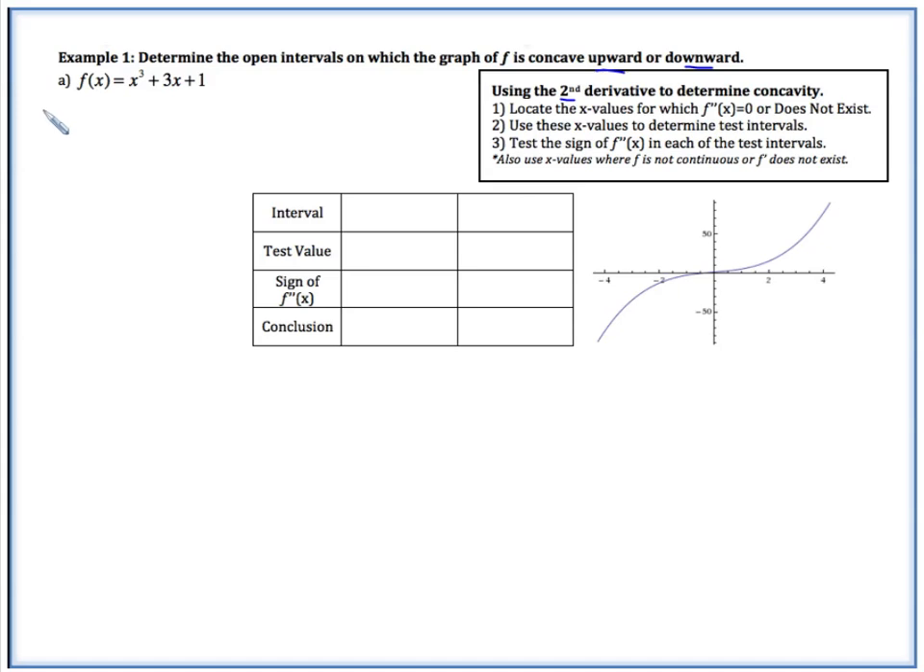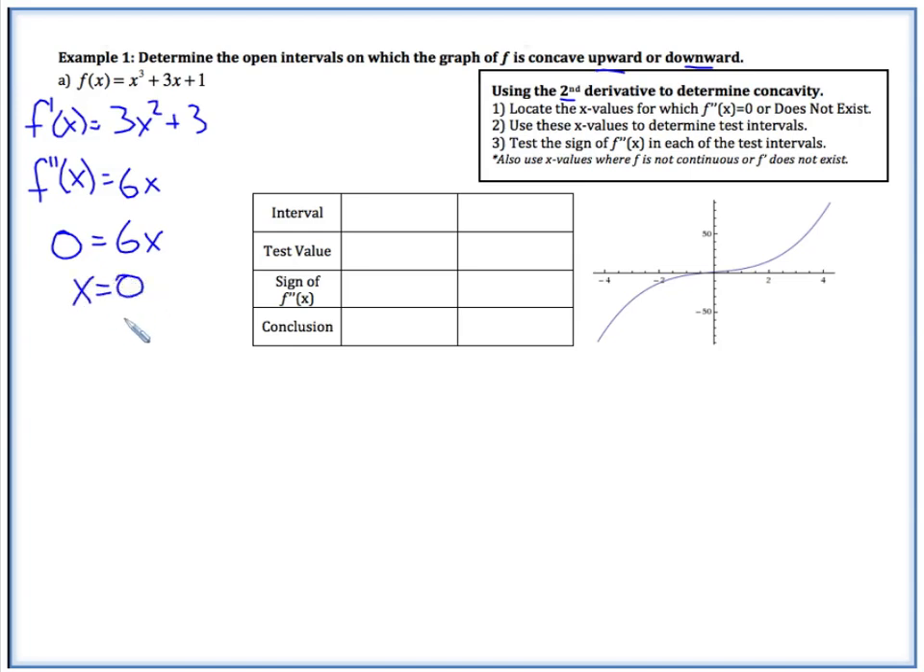But first off, we need to find that second derivative. So first off, we have to find our first derivative. That's just 3x squared plus 3. And then we go ahead and find our second derivative by taking the derivative of the first. So power rule, we get 6x and then plus 0. So we found our second derivative, and what we want to do is find where the second derivative equals 0 or does not exist. You can see it exists on the whole number line, so we don't need to worry about that. And we can see that it equals 0 when x equals 0.